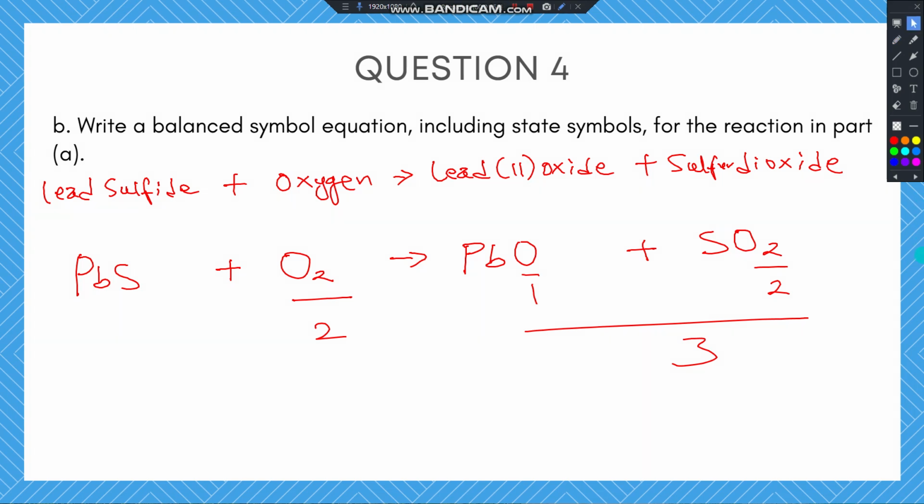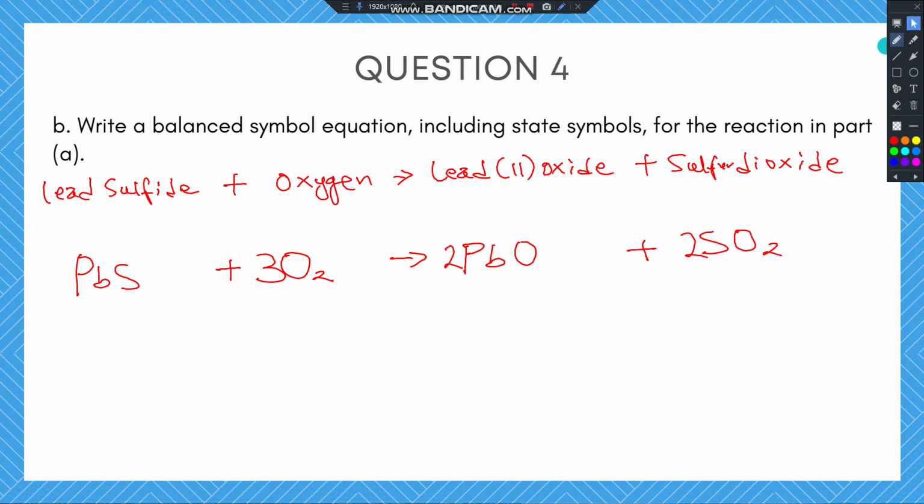In order to balance the number of oxygen atoms on both sides, I need to make sure that oxygen is equal on both sides. We have 3 on the right and 2 on the left. So if I bring a coefficient of 3 here, I now have 6 atoms of oxygen on the left. To make it equal, I'll put a coefficient of 2 here and a coefficient of 2 here. That way, I have 4 atoms of oxygen here and 2 atoms of oxygen over here. We have 6 atoms of oxygen on both sides. That way, oxygen is now balanced.